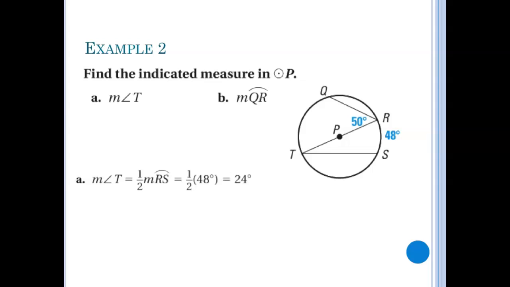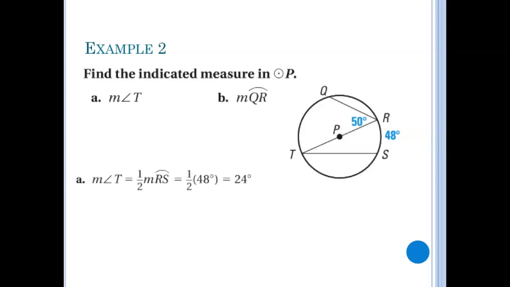So the measure of angle T is 24 degrees. Next, find the measure of arc QR. Now, to find the measure of arc QR, we may need to find a few other things. Notice how we're given that angle QRT is 50 degrees. Since we know that's 50 degrees and that is an inscribed angle, we know that the arc that it intercepts must be twice that, because this must be half the measure of the arc that it intercepts. The arc it intercepts is TQ. That means TQ must be equal to 100 degrees.